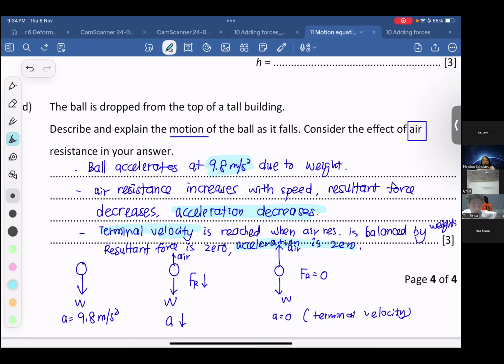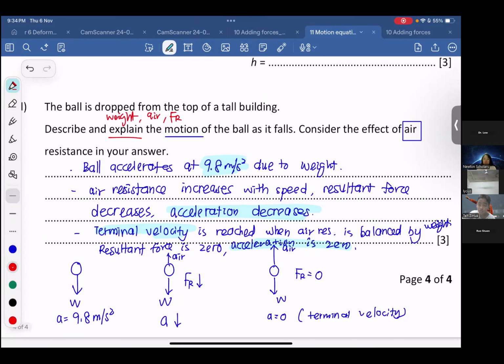Explain. So you need to explain in terms of force. You have to explain based on the weight and the air resistance and in terms of their resultant force, to explain why acceleration decreases. This question, 3 marks, we actually learned before in the topic about terminal velocity. If you forget about this, please take out the lesson and revise this subtopic again.